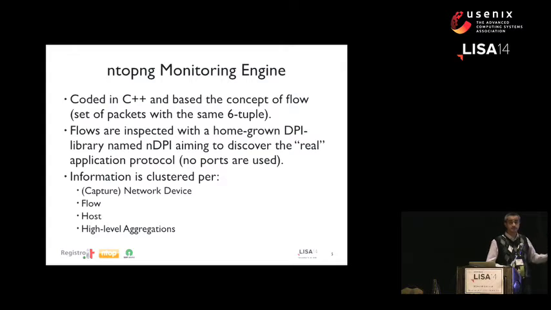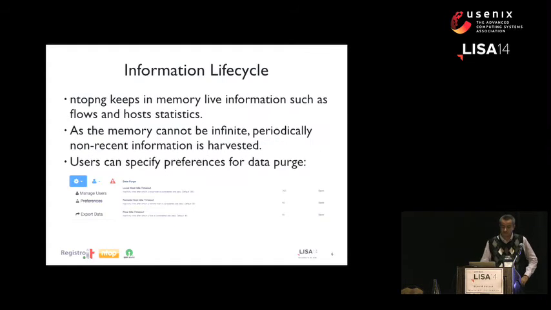On top of the network device, there are two things. One is the flow. That means a connection between two hosts that share the same IP source, IP destination, port source, port destination, and protocol. And then we have the host, that contains the information that was previously divided into flows.